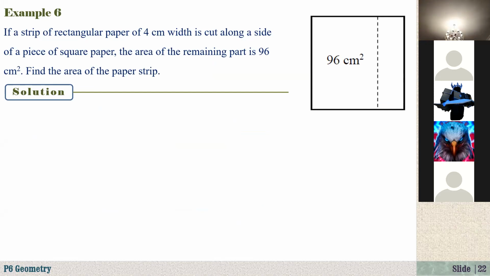Sadiq, can you read the question? Yes. If a strip of rectangular paper of 4 centimeters width is cut along the side of a piece of square paper, the area of the remaining part is 96 centimeters. Find the area of the paper strip.